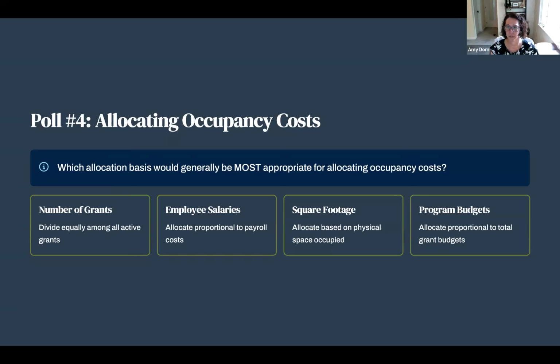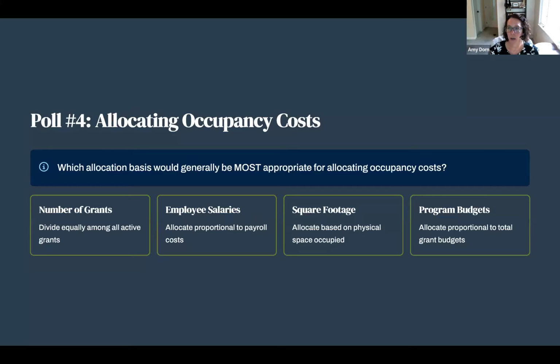But number of grants is definitely not okay. We'll go ahead and end this poll. It looks like square footage won out. So which allocation basis would generally be most appropriate for allocating occupancy cost? Square footage. What do you think about that winning? Is that fair? Yeah, absolutely.